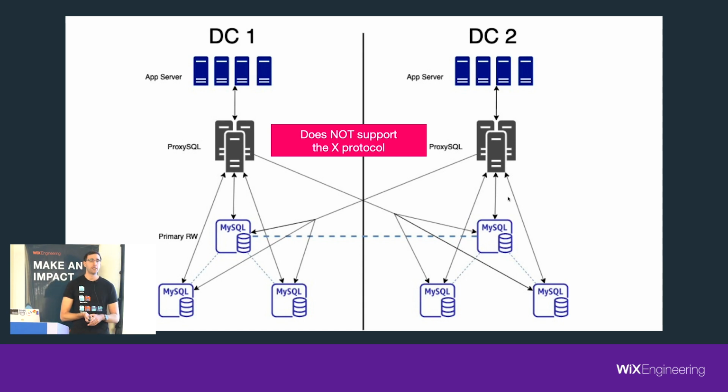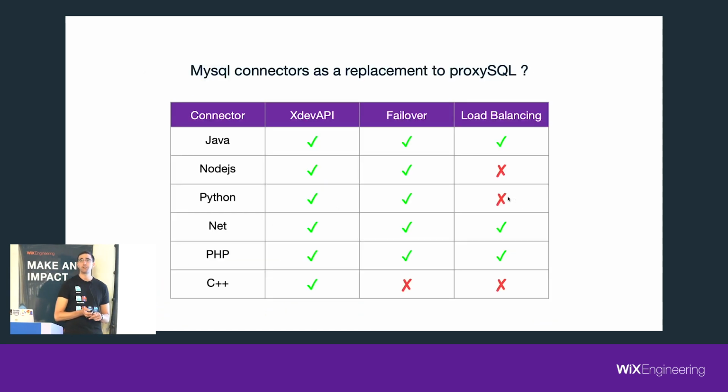Here at Wix, the applications are usually coded in Java and Node. Now, the Java connector is really mature. It also supports multiple hosts. It supports smart failover and load balancing for read queries. But on the other hand, the Node.js connector is not as mature as the Java connector, sorry.